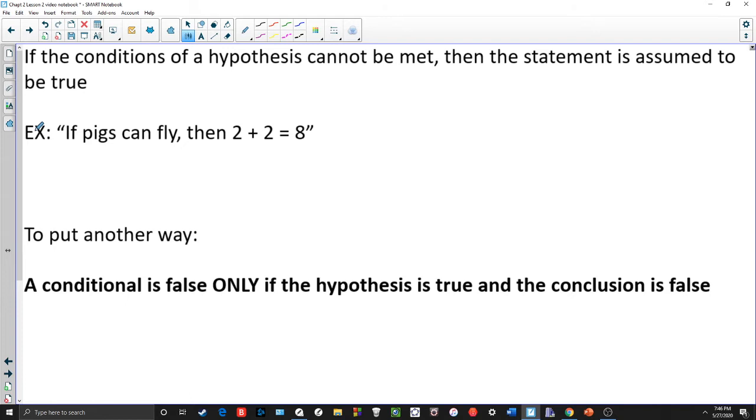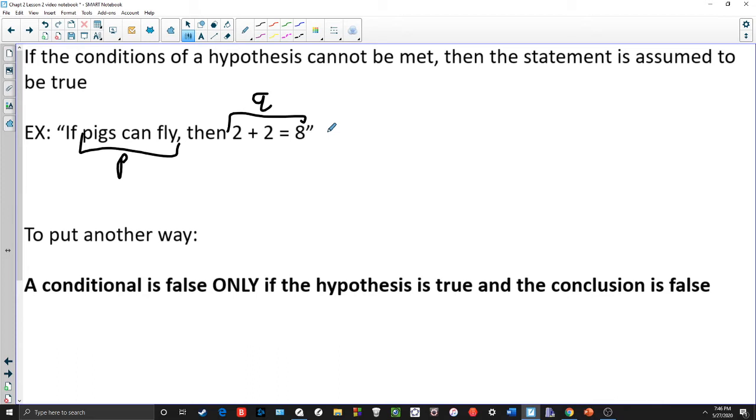Now, one of the weirder things with this structure of logic is that if the conditions of the hypothesis can't be met, then the statement is assumed to be true. So for example, if pigs can fly, so pigs can fly is my hypothesis P, then 2 plus 2 equals 8. That's my conclusion Q. This would essentially be assumed to be true because we cannot construct the means to make it false. We can't construct a situation where pigs are flying and 2 plus 2 is not equal to 8.